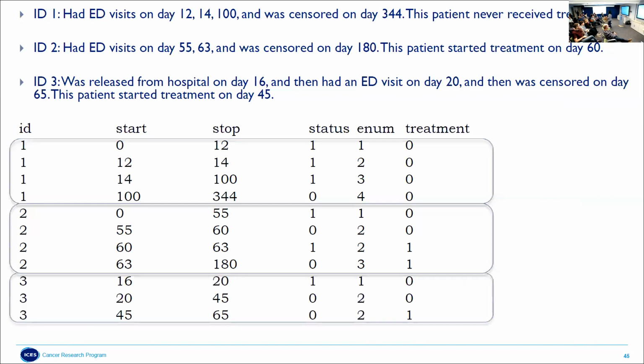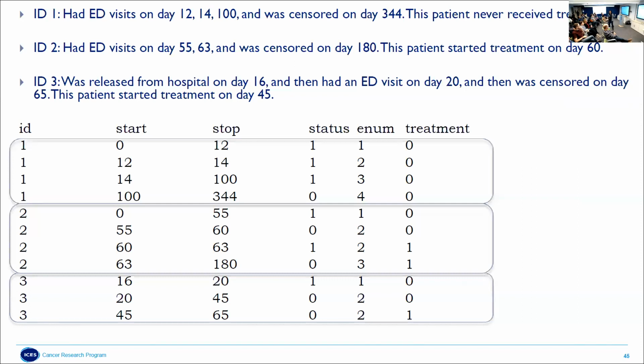Now the third person, this is interesting, they're a little bit different too, because they were diagnosed with diabetes and then released from hospital at day 16. Now tell me, if you're in the hospital, can you be in the ED? Usually not, right? So we actually want to take that time out. So it's called a delayed entry. They're entering at a later point.